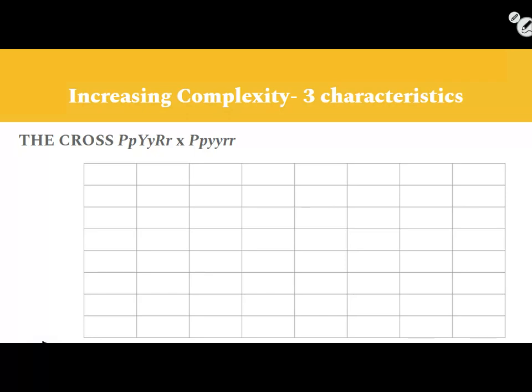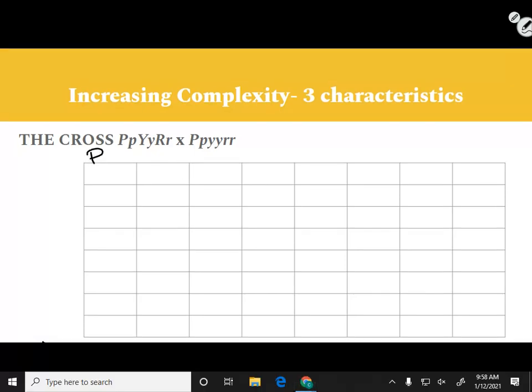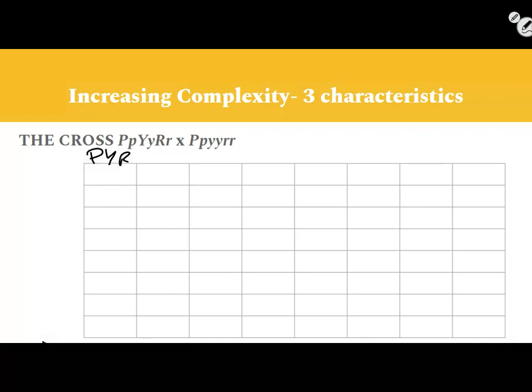You don't want to do it? Do a trihybrid cross? How do we even set it up? What's our first step? Yeah, we got to FOIL it. So you can start out with this one right here. So we can have big P, big Y, big R. We can have big P, big Y, little r. We can have big P, little y, big R. We can have big P, little y, little r.